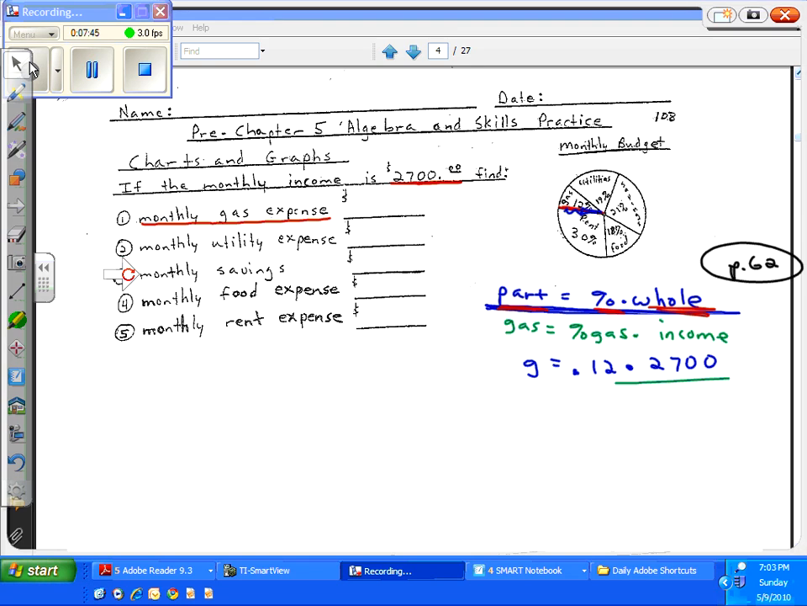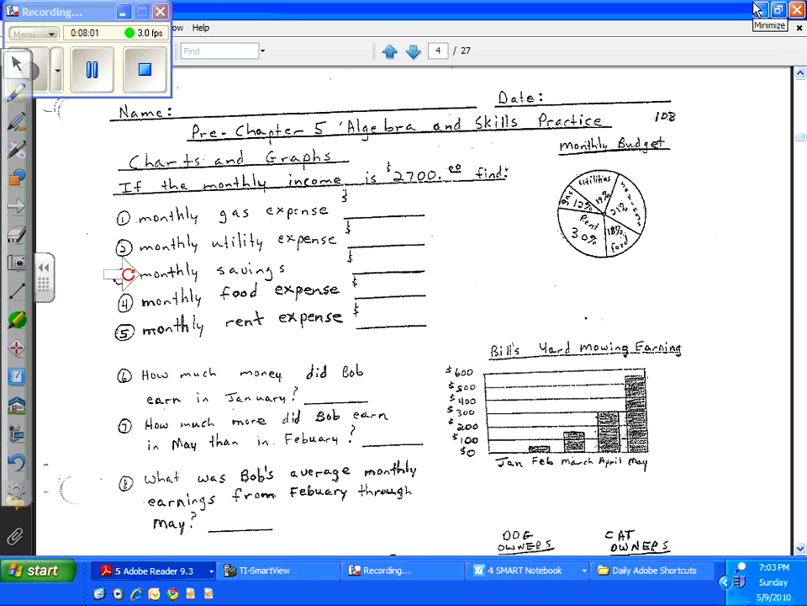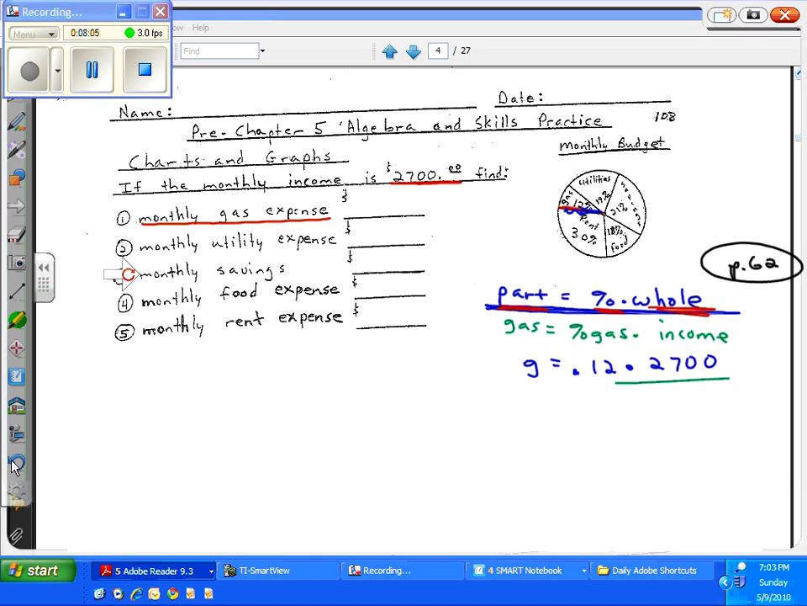We're going to do that multiplication, 0.12 times 2,700. We'll use the calculator here, 0.12 times 2,700 is $324. So the gas expense is $324.